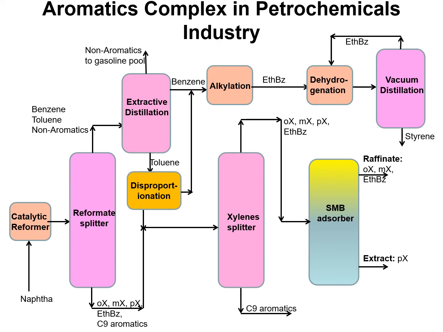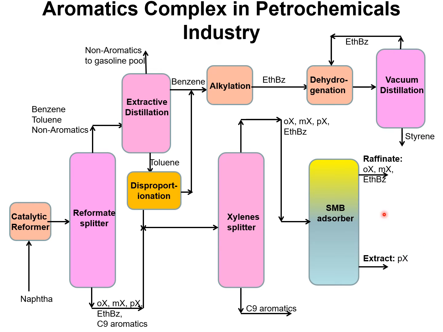Here is a picture of the aromatics complex in the petrochemicals industry. We have the catalytic reformer for increasing the aromatics content using naphtha as feedstock. We have a reformate splitter with C8 and C9 aromatics. These are sent to a xylene splitter where the C8 aromatics are removed from the top and C9 aromatics are removed from the bottom. The C8 aromatics are sent to a simulated moving bed adsorber. In current industrial practice, we use barium X zeolite.